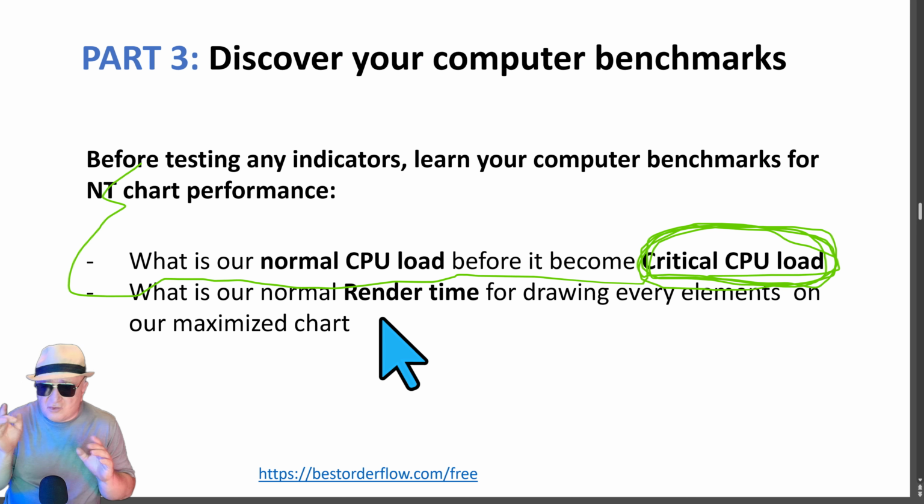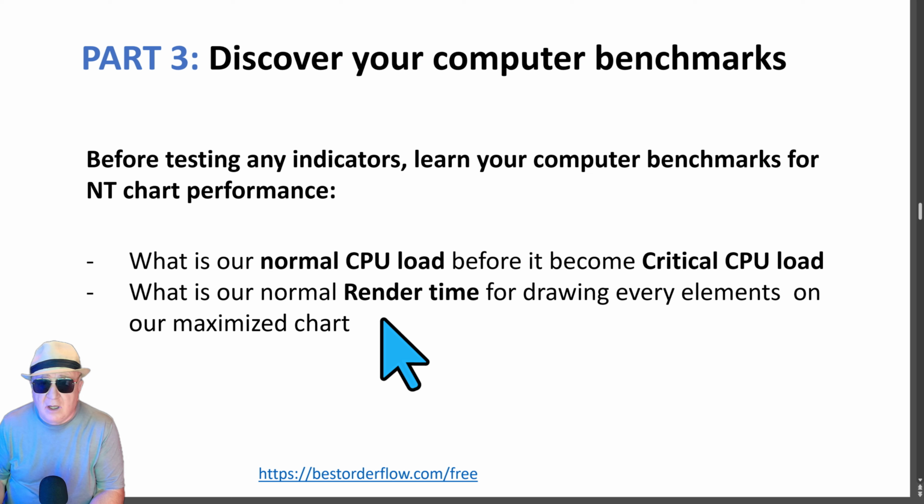The NinjaTrader platform is not going to load all of your cores. It would load one particular core with a specific task, and another core with another specific task, and another core with another specific task. It is impossible to load your CPU up to the brim, up to 100% of its capacity. It's not going to happen.